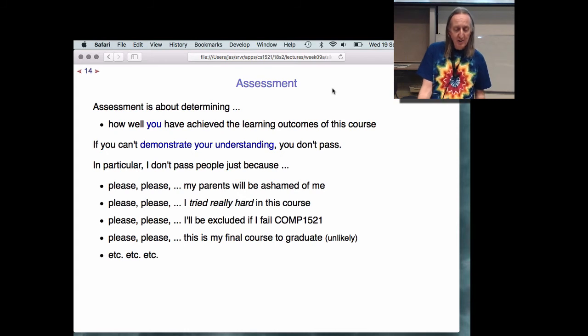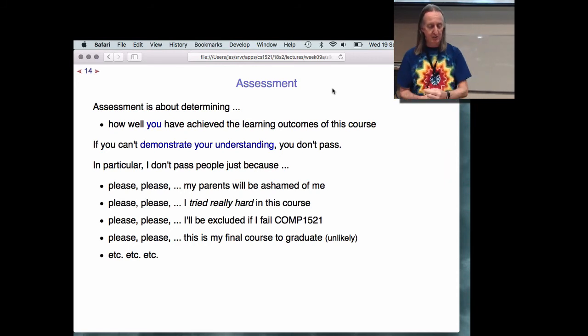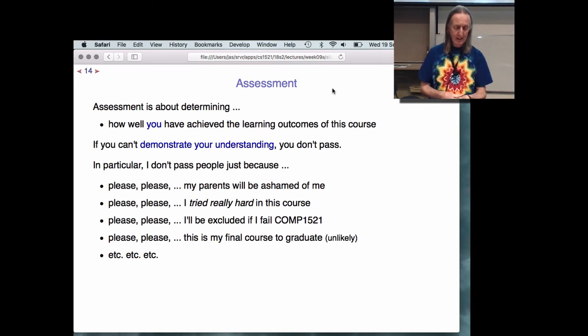Right, so what are we trying to work out here? Well, we're trying to work out how well you met the learning outcomes of the course. Now, to some extent, you've demonstrated that in the assignments and the labs and the quizzes, but this is just to make double sure. If you can't demonstrate that you have mastered the material, then you don't get a pass. That's why we give you a pass if you can demonstrate that you have.